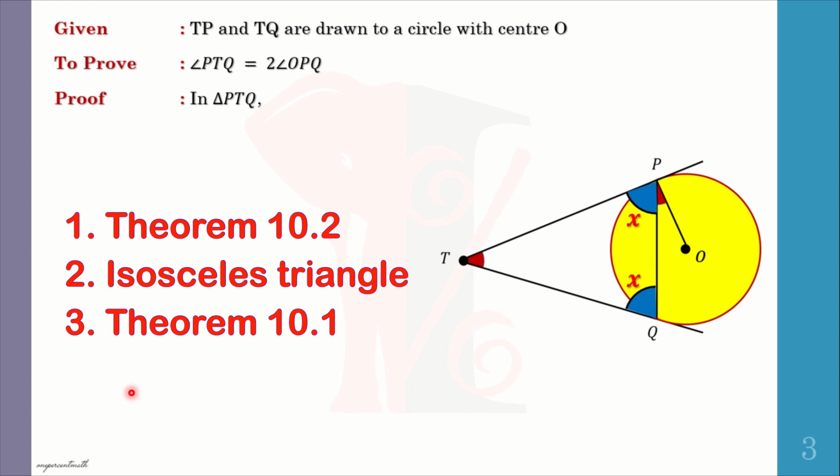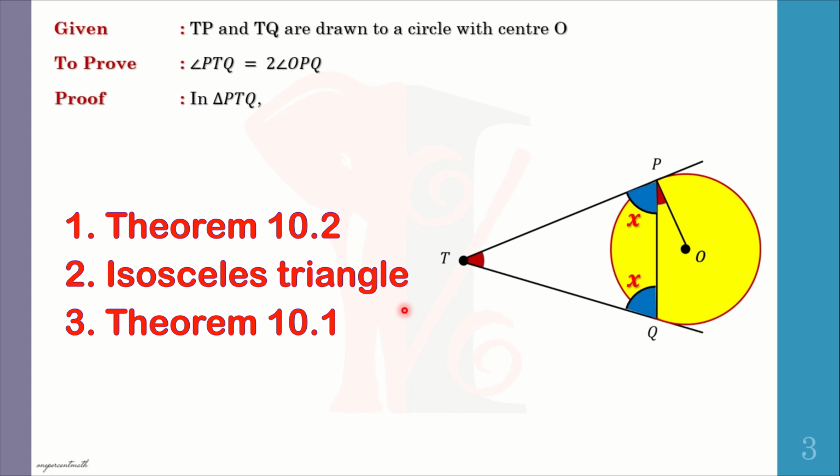In the proof, we are going to use three concepts. One is theorem 10.2, which says tangents from an external point are equal. Second is the concept of an isosceles triangle, because in triangle TPQ, TP and TQ are equal, so two angles will be equal. Then we are going to take the concept of theorem 10.1, that is, the radius is perpendicular to the tangent. One by one we will use them now.